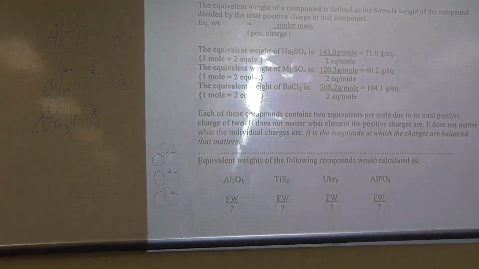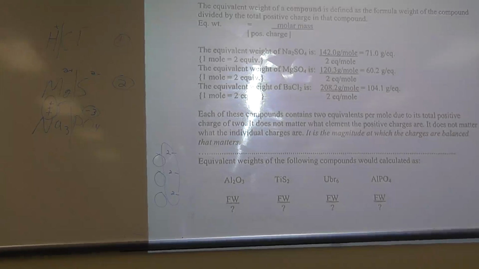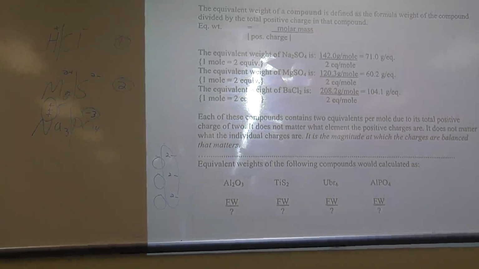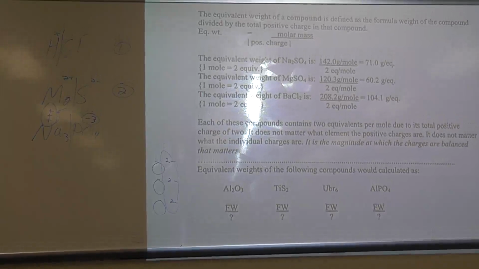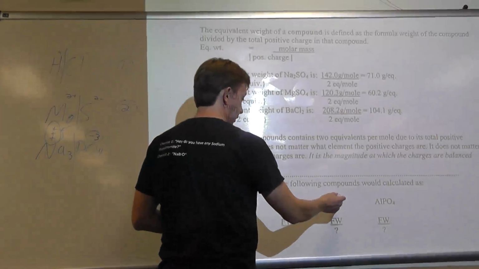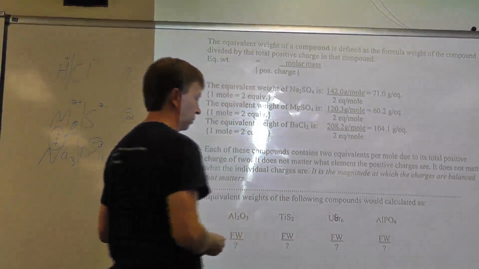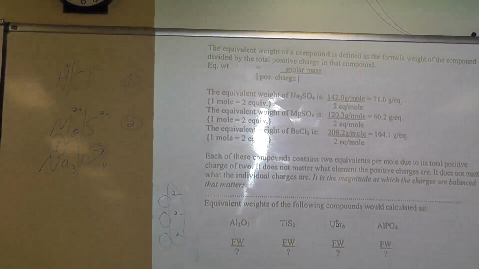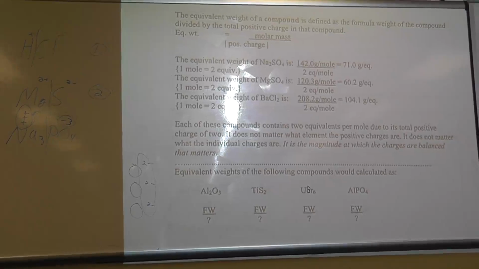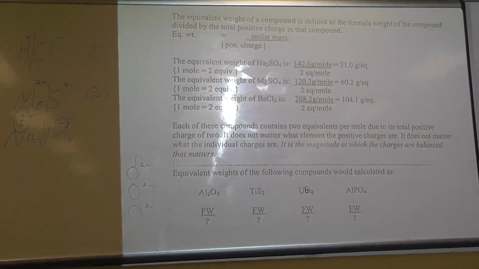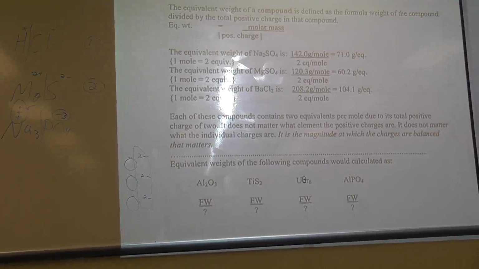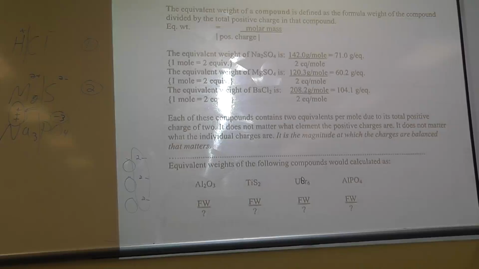TiS2, what do you divide by there? 4. Titanium can have a couple different charges, but sulfur's a negative 2, right? So 2 of them is negative 4. That should be a capital B. This is uranium 6 bromide. Charge 6. And aluminum phosphate. Charge 3. Okay, 3. You total up the weight, that'd be your molar mass, and you divide that by 3 to get the equivalent weight.